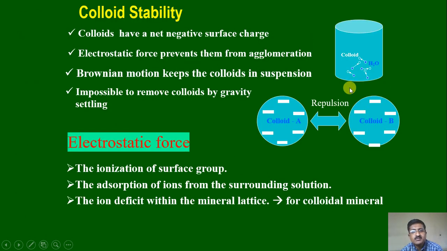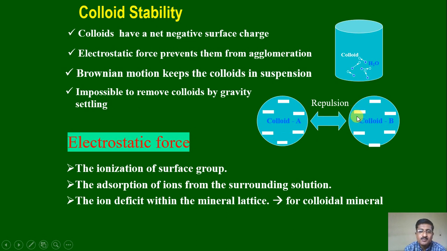And the colloidal stability, if you see in the water, as the repulsion is there between the two colloidal particles, the colloids have a net negative surface charge. Electrostatic force prevents them from agglomeration, from coming together because of this same charge. Now again, Brownian motion keeps these colloids in suspension. Because of this motion, they stay suspended in the liquid, and here in the case of water. It is impossible to remove colloids by gravity settling.